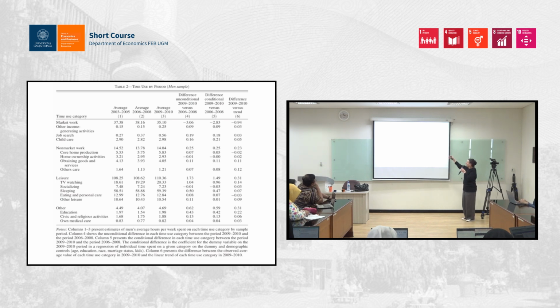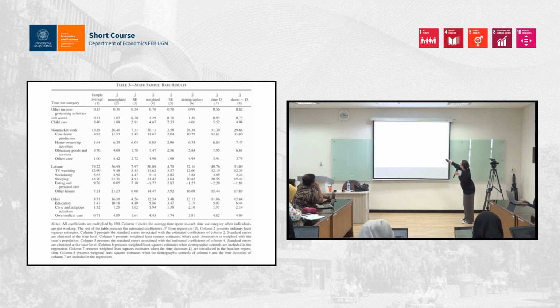Overall, these regressions are showing you that, even when you control for the trend, there is a decline in the market hours, an increase in the non-market work, and an increase in leisure time, because there is a positive difference, and then in the other activities. Then they're going to look at the same basic results, but only for men.